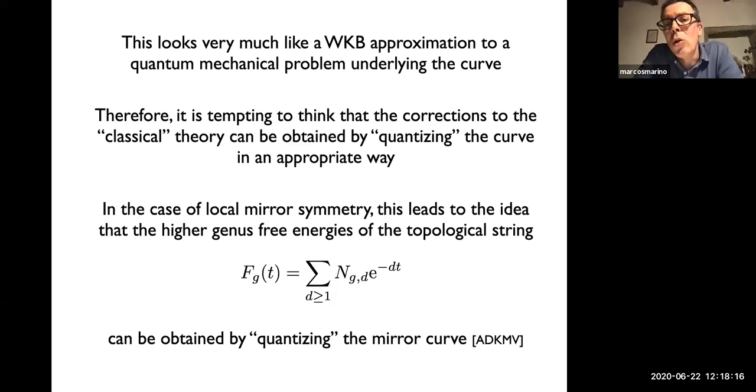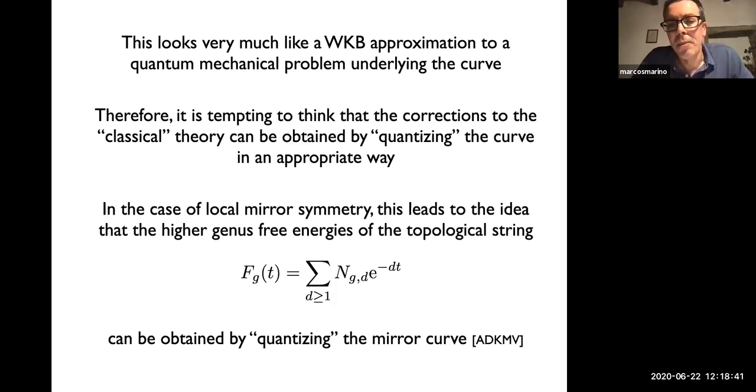So it's tempting to think that every time you have a situation in which the classical limit is computed by this type of periods, you can obtain quantum corrections to your problem by quantizing this curve in an appropriate way. So this is just a heuristic idea, an analogy.